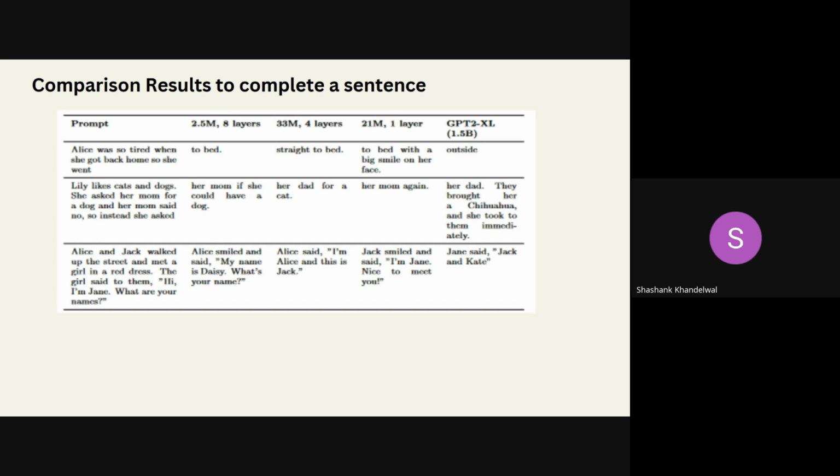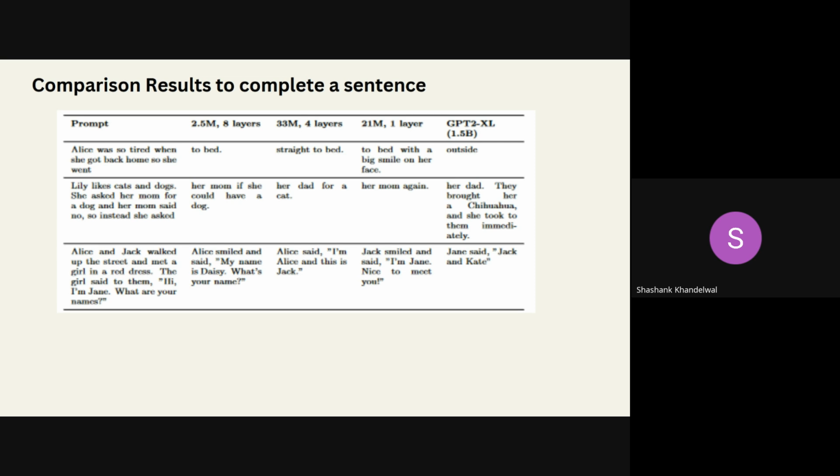So the first model knows that it has to give some noun. It has to pick either cat or dog. So it picked dog, maybe because dog is repeated twice. What the second model predicted is "her dad, her dad for a cat." So maybe her mom denied, so she went to her dad, but she asked for a cat because she knows her mom already denied a dog. And the third model predicted "her mom" again, so she tried again.